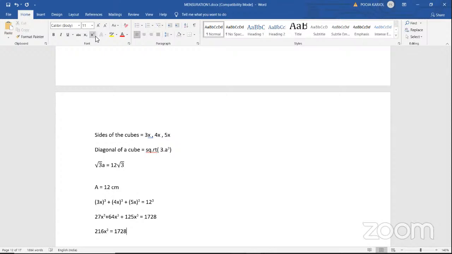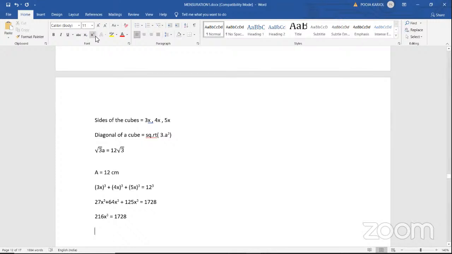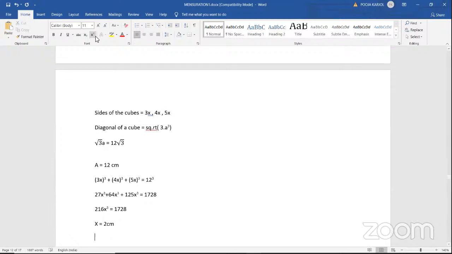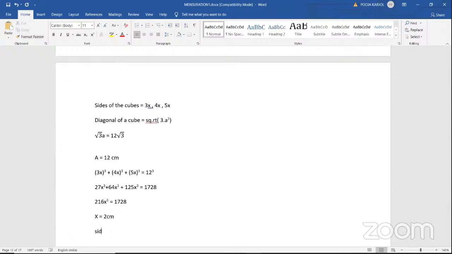Now x is equal to how much? x cube will be 8 ideally. Yes, ma'am. So x is equal to 2 centimeter. So the sides are 2 into 3, 6 centimeter, 4 into 2, 8 centimeter, then 10 centimeter. That is from 3x, 4x, and 5x, where x is 2 centimeter.